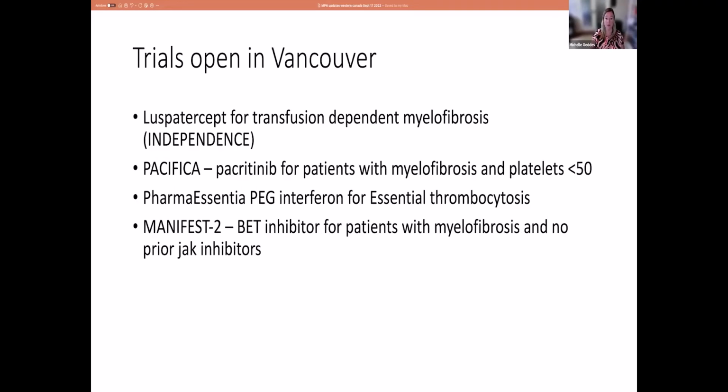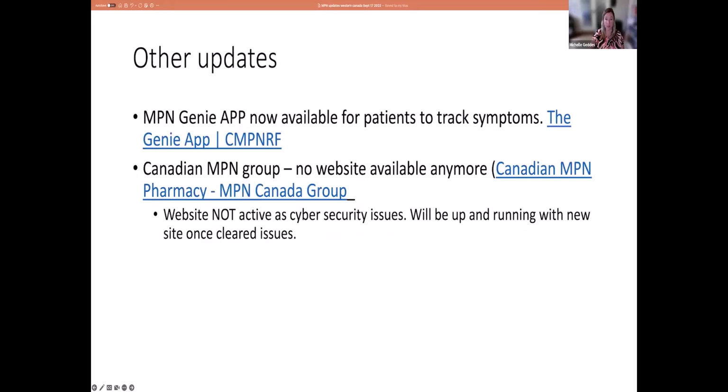These are trials that are currently open in Vancouver. So they also have the luspatercept trial, the pacritinib for patients with low platelets and myelofibrosis, the PEG interferon trial for the essential thrombocytosis they have open already, and the BET inhibitor trial as well. So other things that have been happening is the MPN Genie app is now available for patients to track symptoms. And I think that you're going to get a little bit of an introduction to the Genie app later for those who haven't.